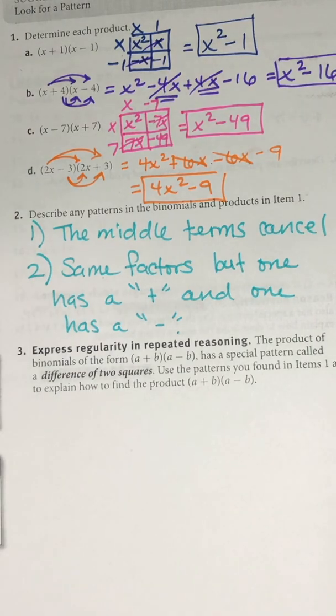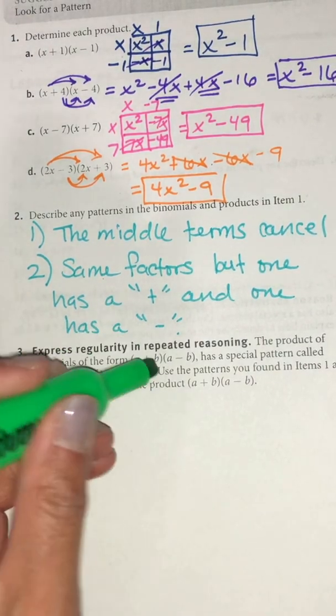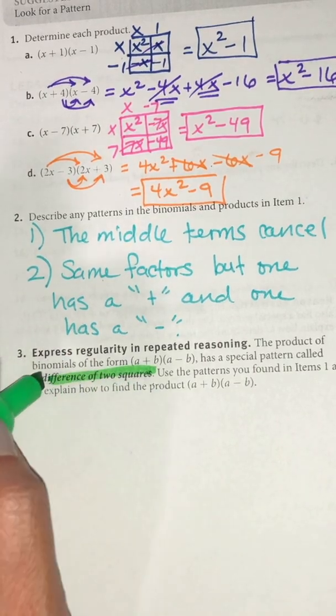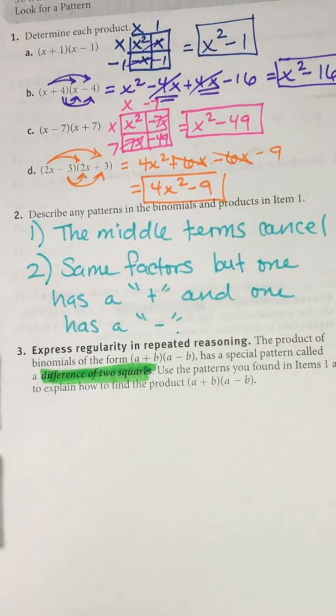Now, if you can't write as fast as me, no worries. You can always pause and then freeze the screen so you can copy that down. All right, number 3, the product of the binomials of the form a plus b times a minus b has a special pattern, and that is called a difference of 2 squares. I call it a difference of squares. You'll hear me say that for short.